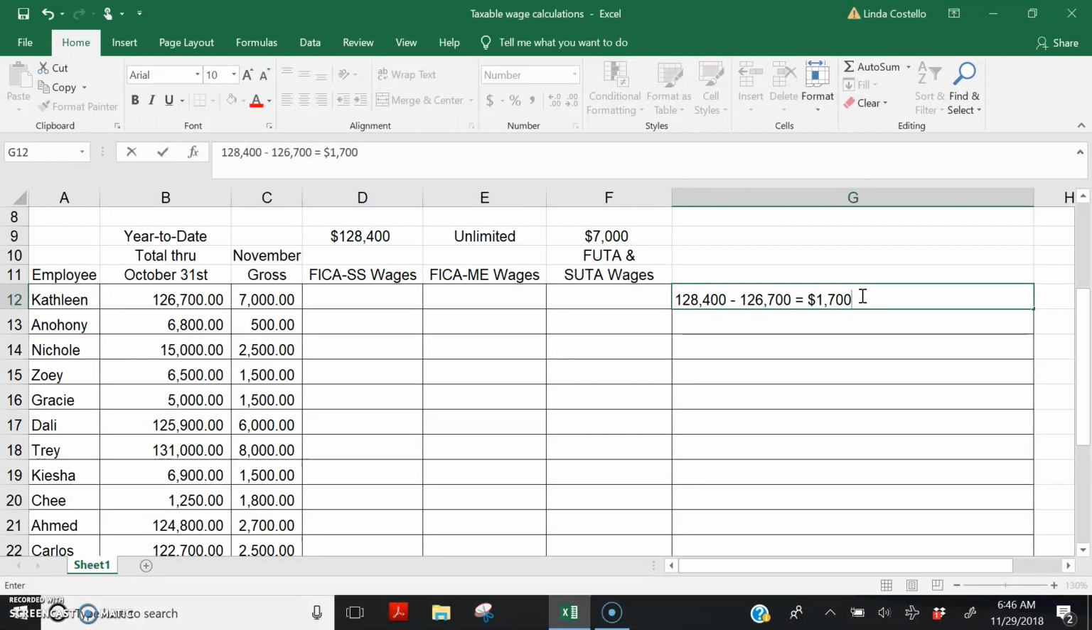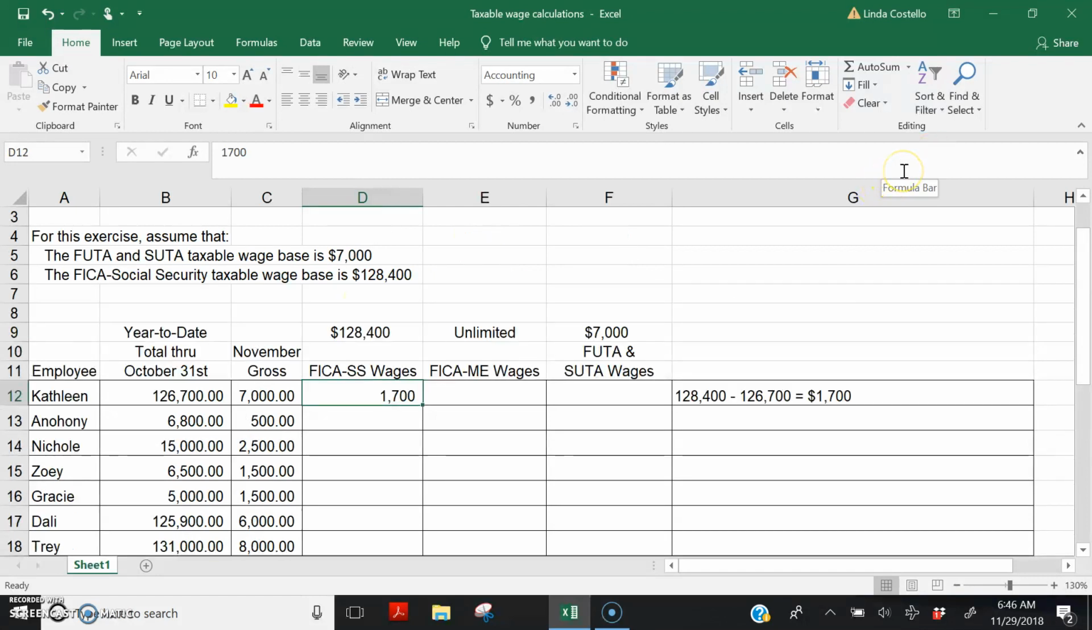The rest of her gross wages are exempt from Social Security tax. So put $1,700 in the FICA Social Security wages column. There is no limit on wages subject to FICA Medicare tax, so all $7,000 of Kathleen's November salary is subject to FICA Medicare tax, so put $7,000 in that column.